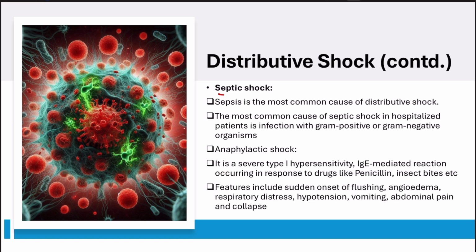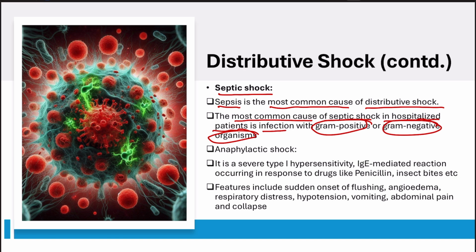First is septic shock. Sepsis, that is basically infection, is the most common cause of distributive shock. The most common cause of septic shock in hospitalized patients is infection with gram positive or gram negative organisms. Then coming to the next variety, that is anaphylactic shock. It is a severe type 1 hypersensitivity reaction, basically IgE mediated, and occurs in response to triggers like drugs such as penicillin, and insect bites. So it is basically anaphylaxis.